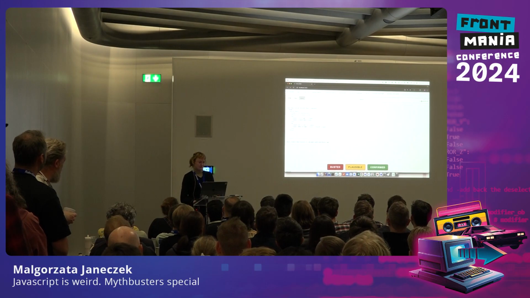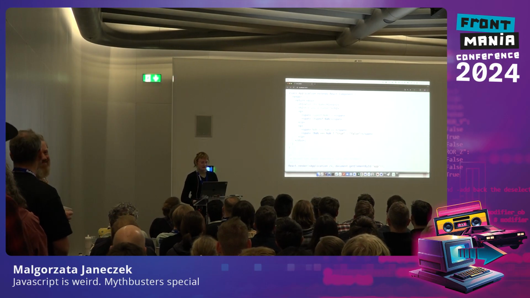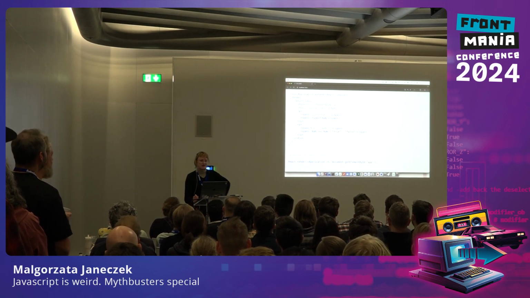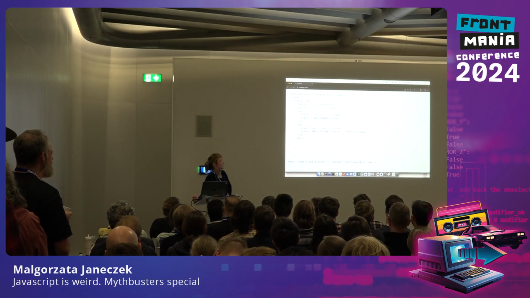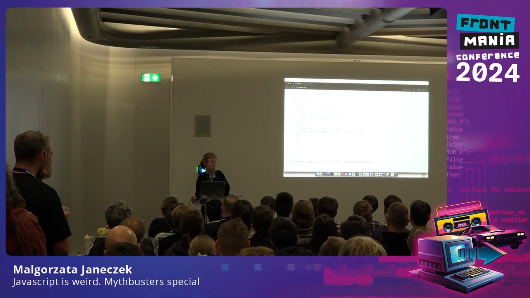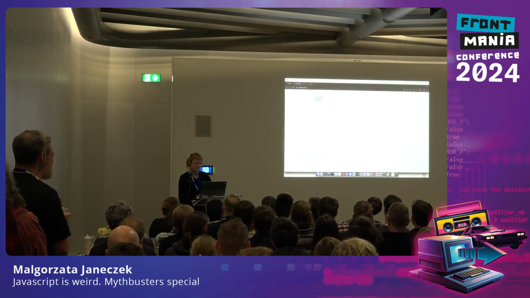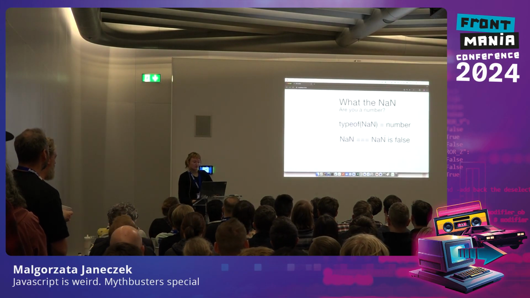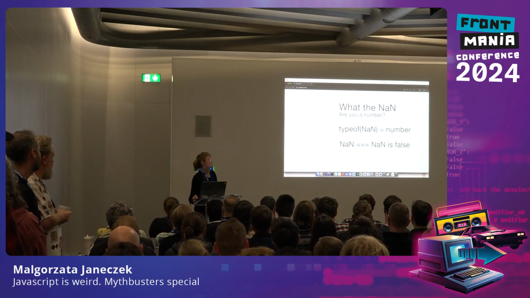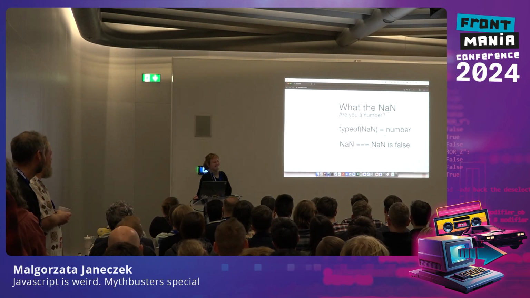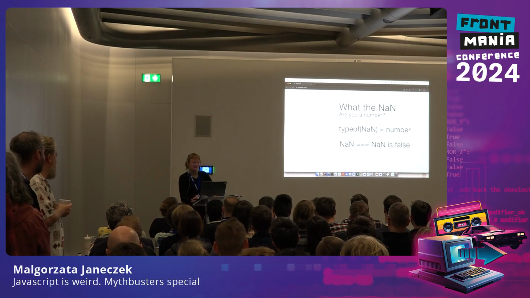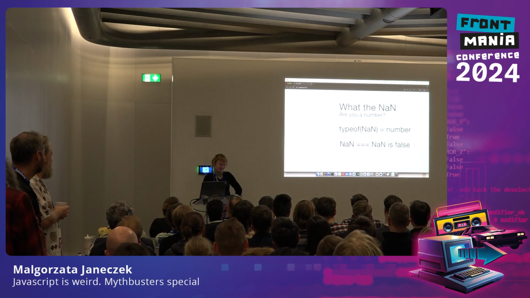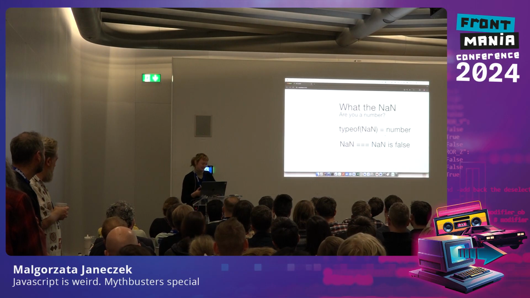Now let's move to not numbers. What we will check here is actually the type of not a number, and we will try to see if one not a number is equal to another not a number. Fairly reasonable, I think, to check. So what do we get? The type of not a number is a number. Thank you, logic. And one not a number is not equal to another not a number. Thank you, logic, again. But actually, when you think of it, I will explain that it makes sense.